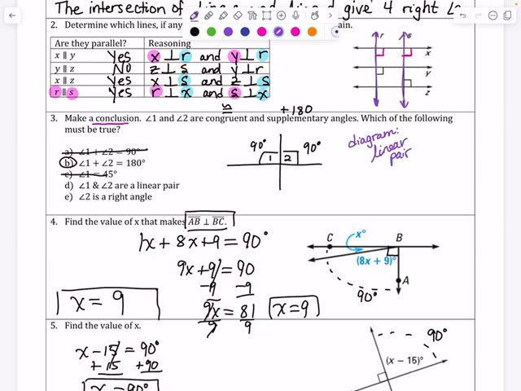You could have 2 angles, angle 1 and angle 2, like this. Here's angle 1 and angle 2. It does not say that they are adjacent. If it said the word adjacent, then part D would be true. I'm going to put not always. So in that diagram, they're a linear pair. Here, not a linear pair. Angle 2 is a right angle. Yes, I like that as well.